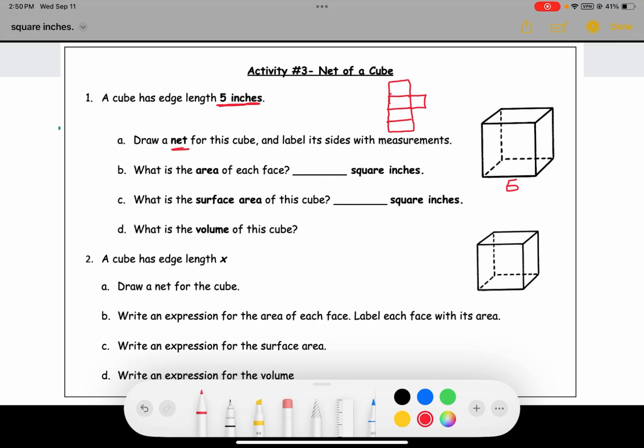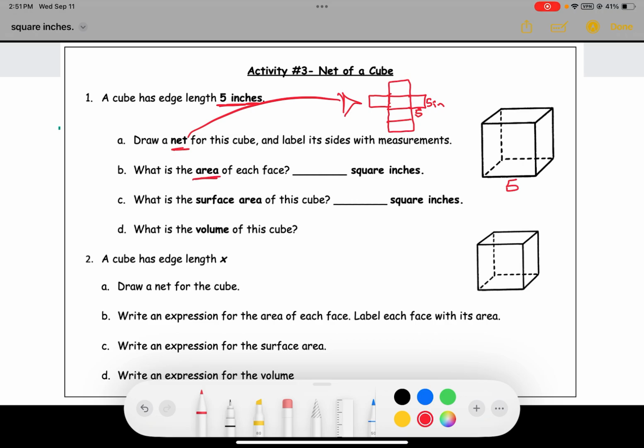Pretend these are all squares. They kind of look like rectangles, but they're squares. Okay, and I just need to label the dimensions. So I could just label one of the squares as 5 and the other as 5. And then I know every single side is 5 if it's a cube. And I guess I'll label it inches. Okay, so that's what it's talking about for the net.